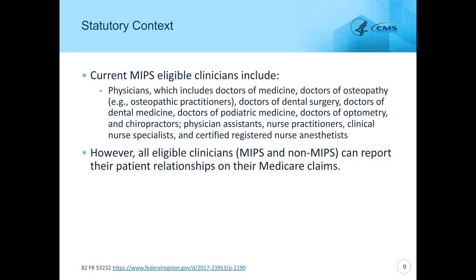This slide emphasizes that all eligible clinicians can report on the patient relationship categories on their Medicare claims. If you are a MIPS eligible clinician, the list here is on the slide. So that includes physicians, doctors of dental surgery, doctors of dental medicine, those in podiatry, optometry, and chiropractors. And it also includes physician assistants, nurse practitioners, clinical nurse specialists, and certified registered nurse anesthetists.